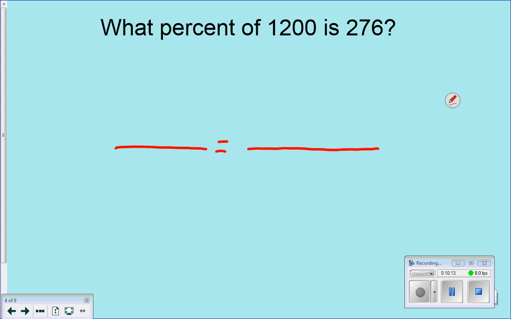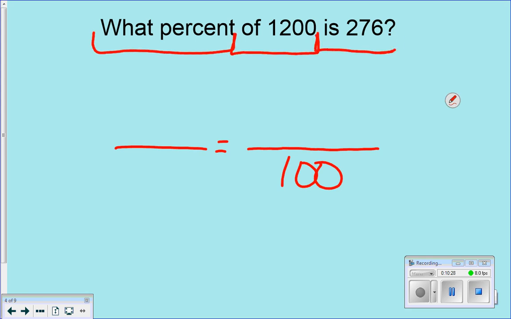Okay? So I always know what is always set in stone. My 100. So that's the first thing I'm going to put in. That's always set in stone. Now if I look at this, I have what percent of 1200 is 276. So do I know my is and my of? Okay, so I can put my is and my of right away. So my is goes on top, 276. My of is on the bottom, according to your proportion, if you wrote that down. And guess what I'm missing this time? My percent. So, there it goes right there.